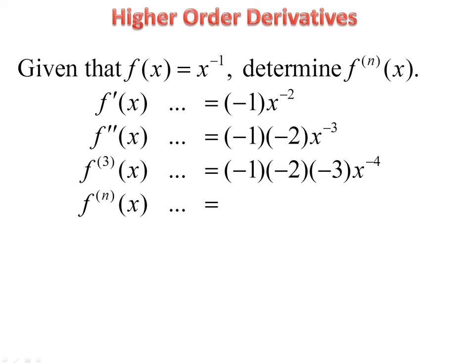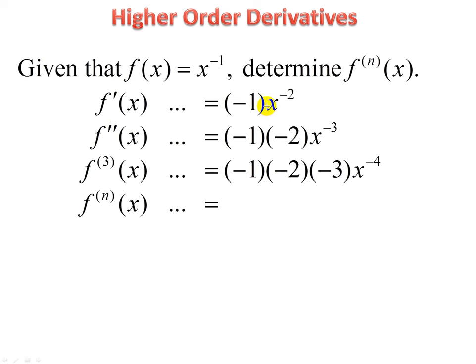Now there are 2 things to consider. First of all, what the sign of them is. This is going to be negative. This is going to be positive. This is going to be negative. In other words, it's alternating. Negative when n is odd, positive when n is even. So that's where that -1 to the n will come in.